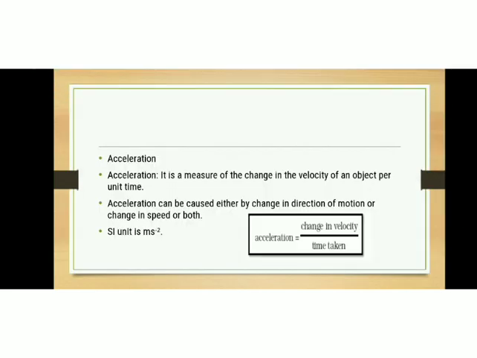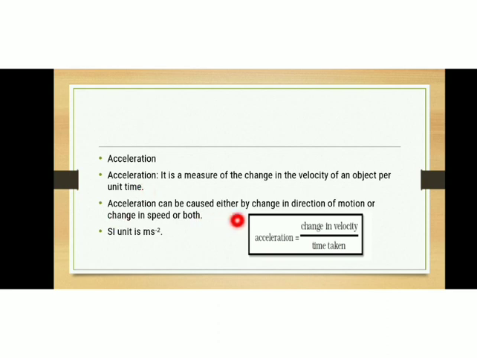So after speed and velocity, another physical quantity that we discussed in this lesson is acceleration. What do you mean by acceleration? It is a measure of change in velocity of an object per unit time. So wherever there is a change in velocity, there will be an acceleration. The change can be an increase in velocity or a decrease in velocity. So whenever the velocity increases or decreases, there will be some acceleration. So what is acceleration? It is the measure of change in velocity of an object per unit time.